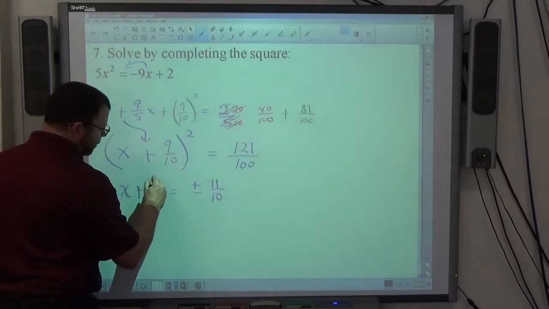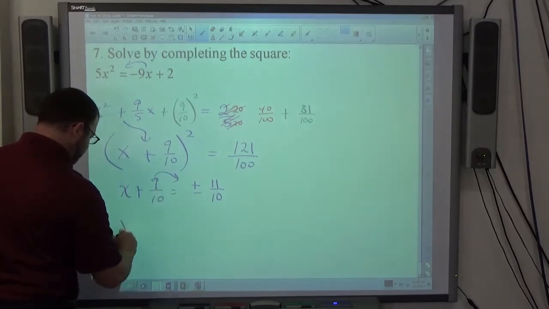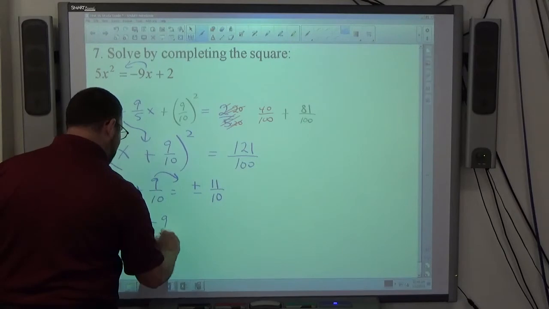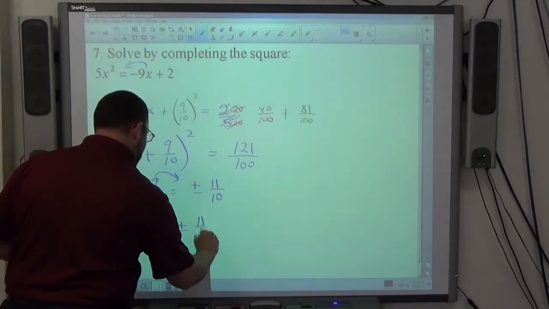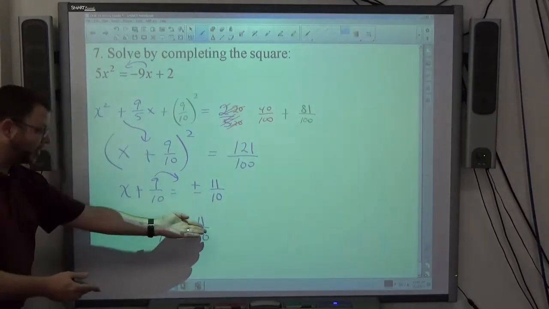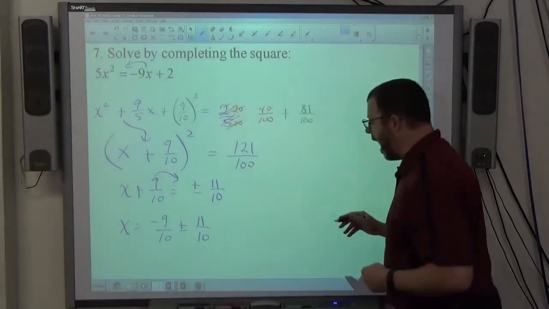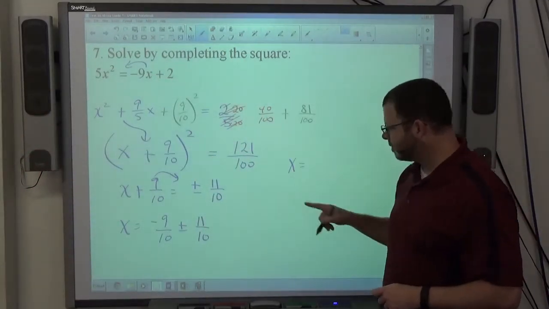So last step, to get x, I'm going to move the 9/10 over. It's positive 9/10 moves across to the negative 9/10 plus or minus 11/10. And again, since I've got exact square root here, I'm going to expect you to go the extra step of actually adding and subtracting those two fractions.